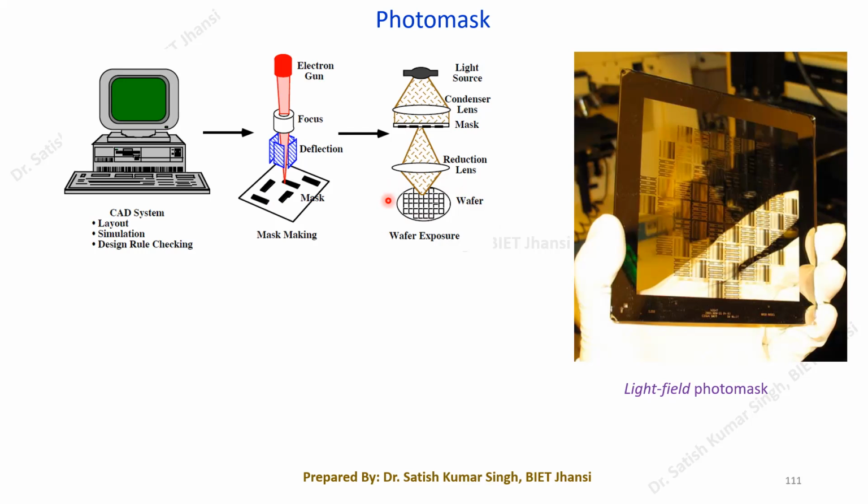And after removing the SiO2 layer, we can remove the photoresist, and then we can go for the next process like diffusion or adding the dopants. Fine. So that way we can do our process.